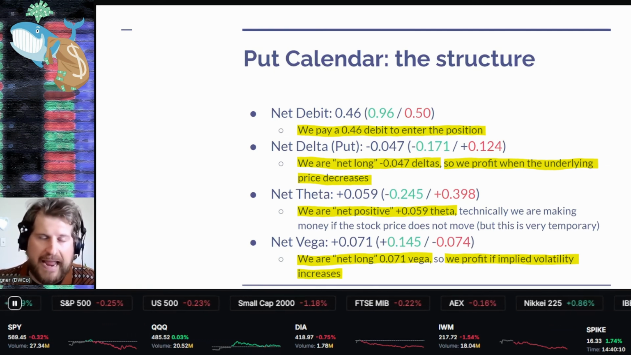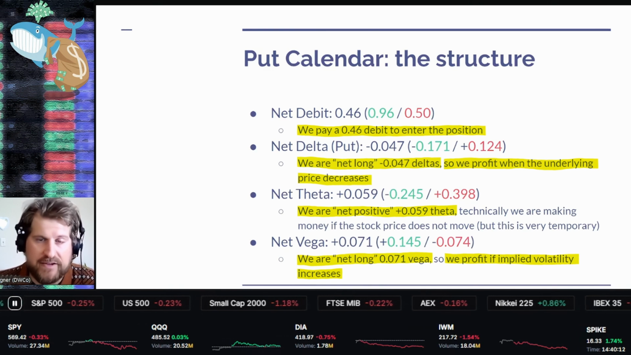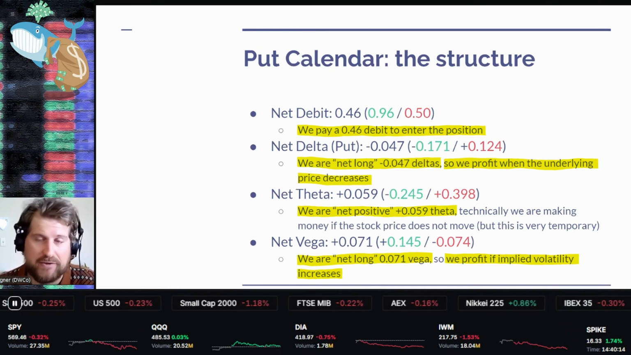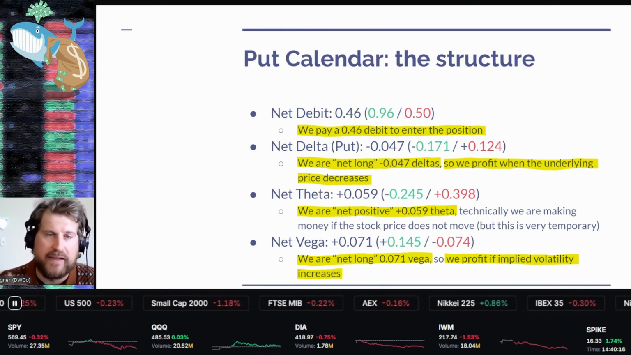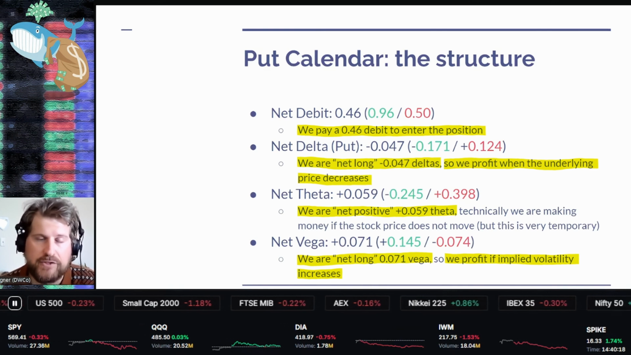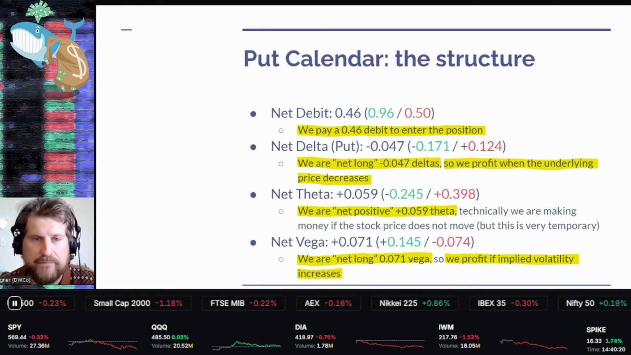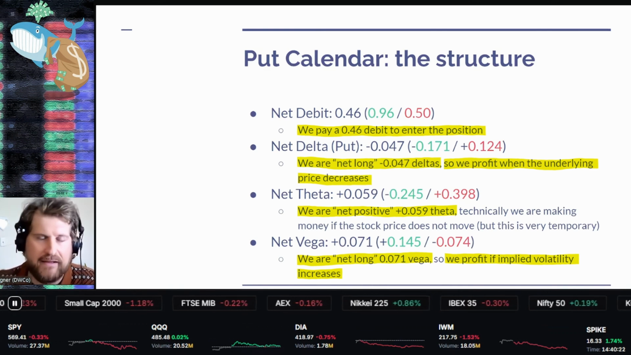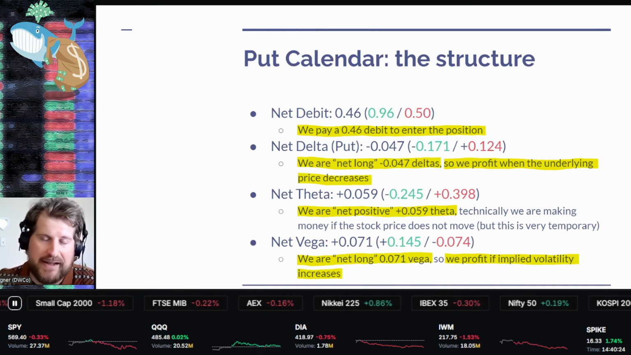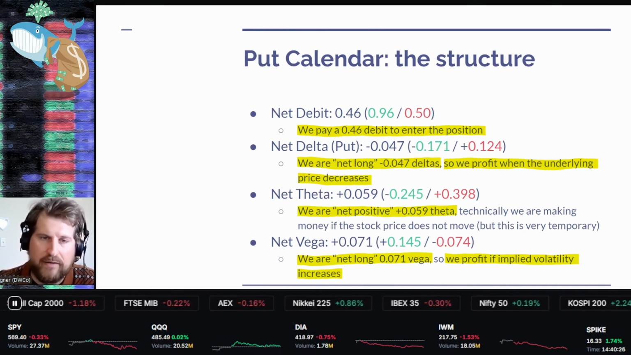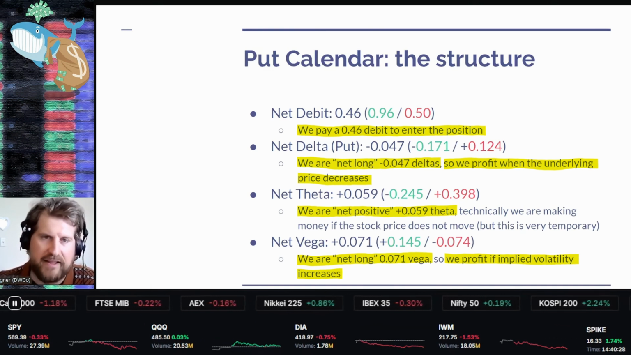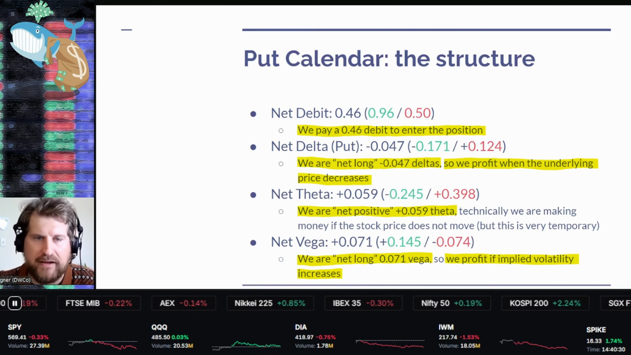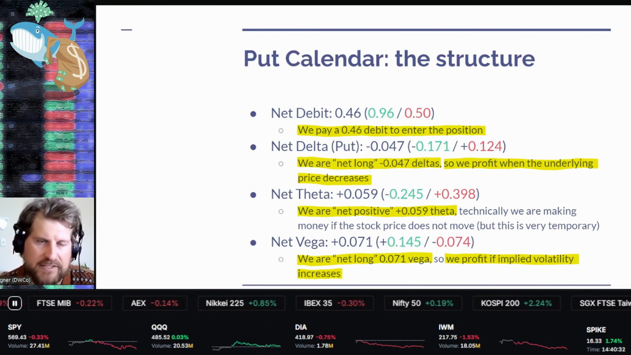long vega, and if implied volatility is increasing, then the value of this calendar spread, both the legs together, is going to increase. And again, that's because the back leg, the longer dated contract, has a larger quantity of vega than the front contract that you're selling.